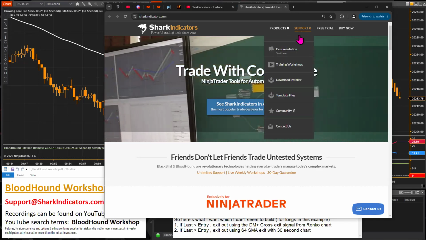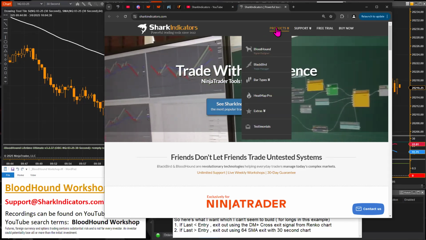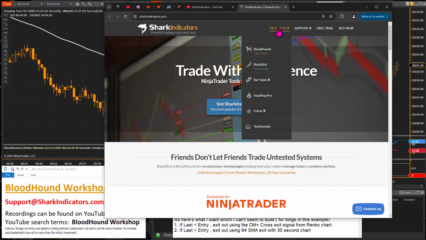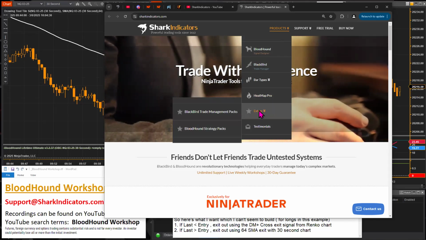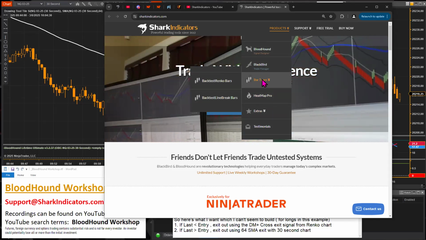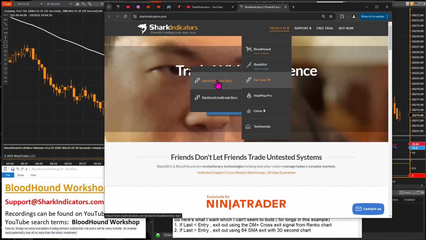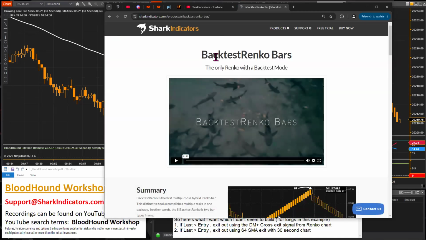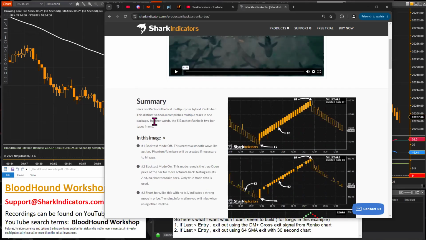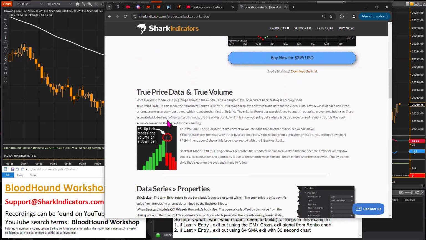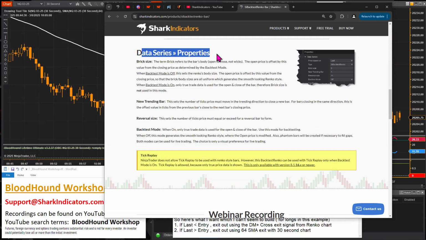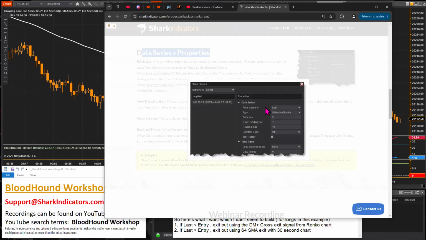Go up to products. So normally you go to support, but Renko bars are so simple. Just go to products and then go to, where is it? Bar types. There we go. Go to bar types. And so if you're looking for the backtest Renko, there you go. So there's the page for that. And down here, there you go. So there, under the data series properties, right? So there's your property settings.